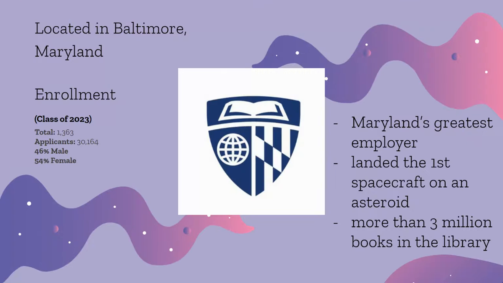Lastly is the background information. Johns Hopkins is located in Baltimore, Maryland, with a class of 2023 having a total of 1,363 enrollments. Some facts are that Johns Hopkins is Maryland's greatest employer. They built the first spacecraft to land on an asteroid, and more than 3 million books are being held in their library to this day.